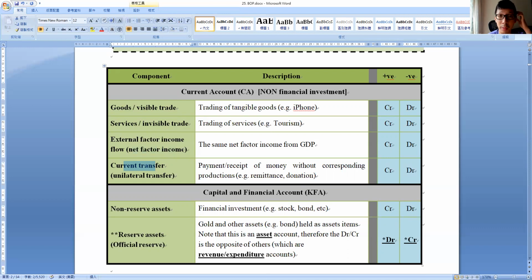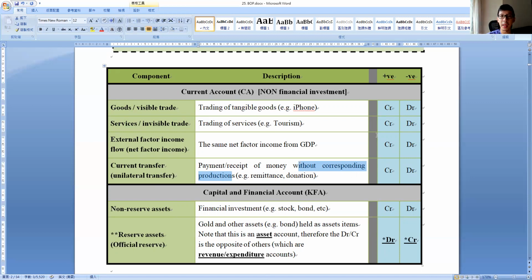The final one, we call it the current transfer, or sometimes unilateral transfer. Now, what is it? It refers to the money that you receive or pay without corresponding production. GDP doesn't count it. Remember, in GDP, if you do not have corresponding production, then it doesn't count. But in BOP, we are concerned with money. We are not concerned with production.